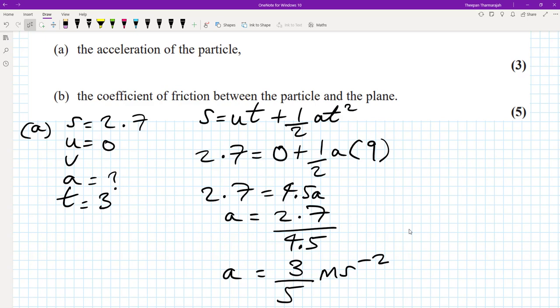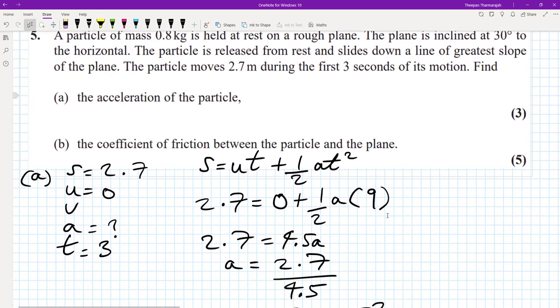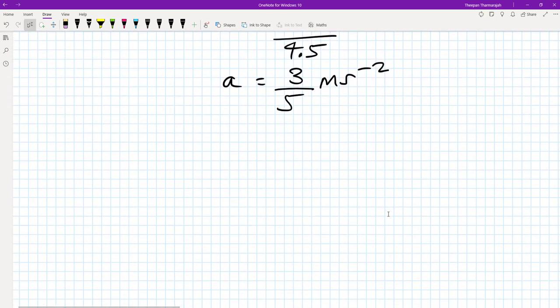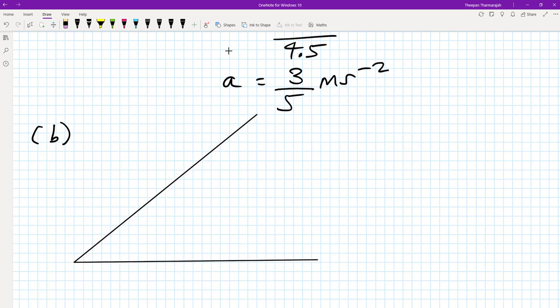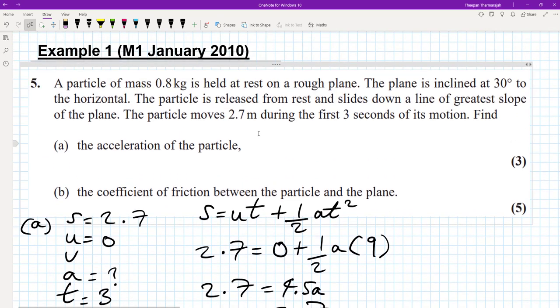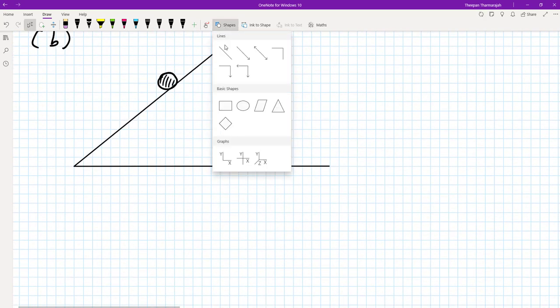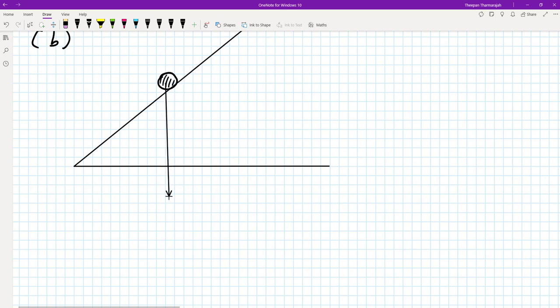And then we want to find the coefficient of friction. So let's start off by drawing a diagram. In mechanics, it's very important you draw clear diagrams. So we have an inclined plane. So let's draw a line here. We have our particle. Let's go back to the question. It says it's 0.8 kg. So the weight coming down is going to be 0.8 g.